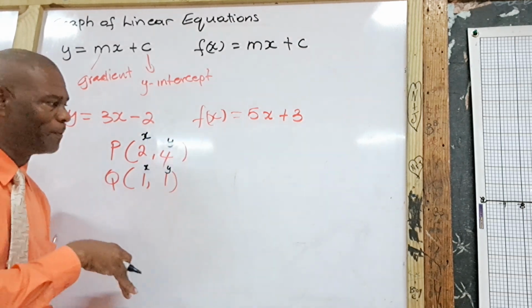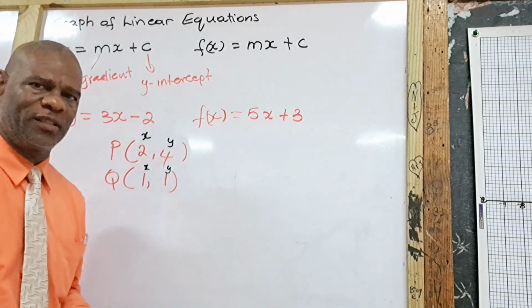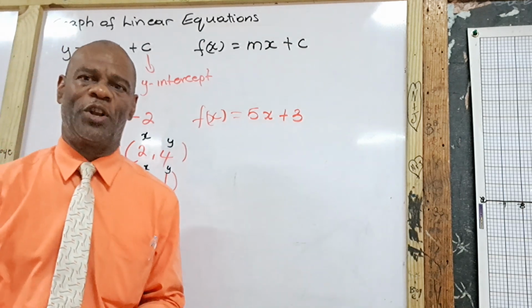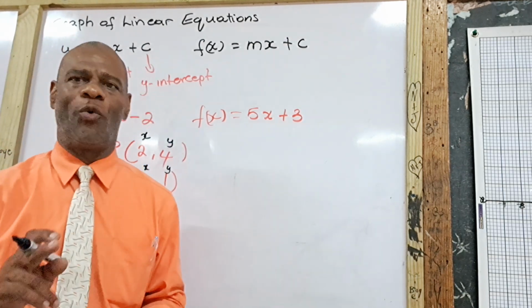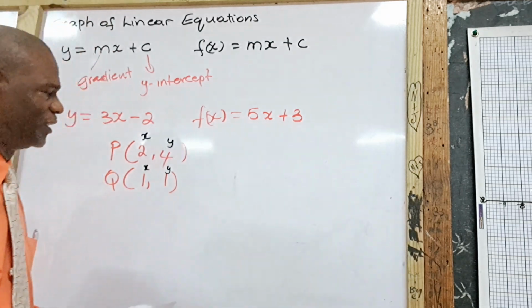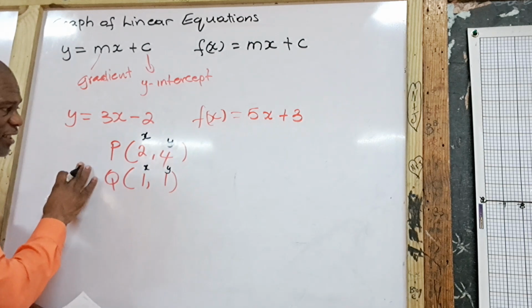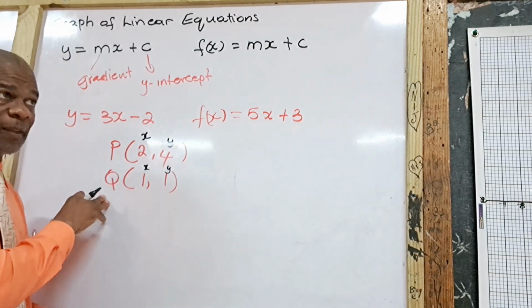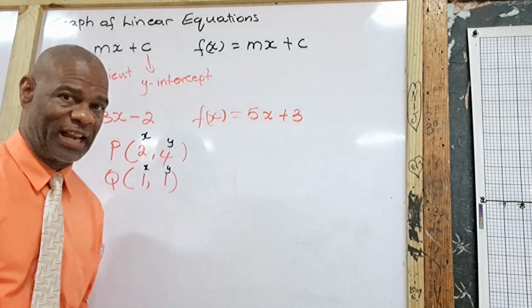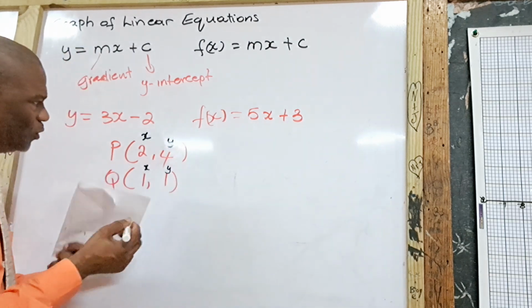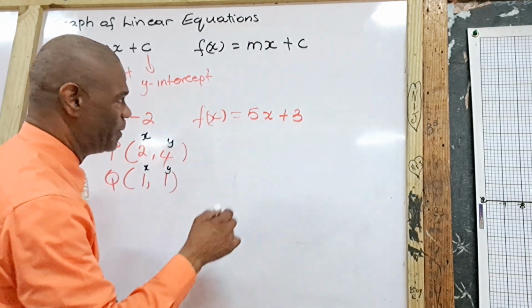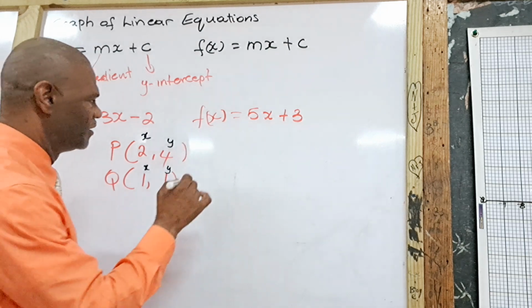Alright, so remember now, a point is made up of what? 2 coordinates. It's made up of an x coordinate and a y coordinate. Alright, and together they make a point. Now to find the gradient using these 2 points, we can find the gradient of the line. Alright? So we see the gradient represented by the letter M.